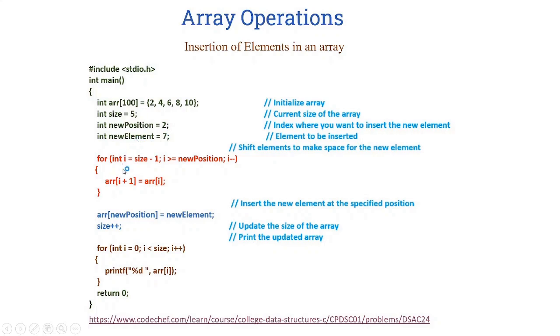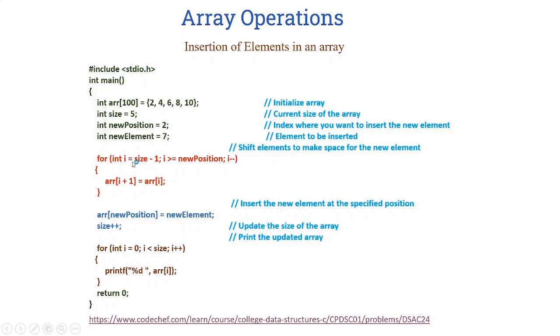Now you can use a for loop to shift elements to make empty buckets, that is, to make space for the new element. So here I have declared the variable i equal to size minus 1. Then you are given the condition greater than or equal to new position, and you have used the decrement operator. So when using this for loop, the elements can be shifted one place right. Okay, so let us take an example. Current size is 5.